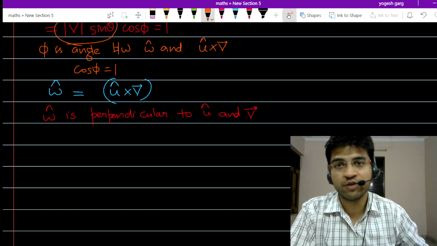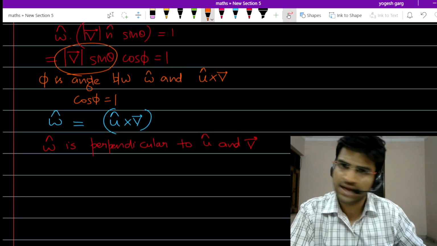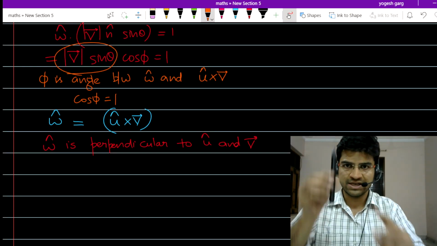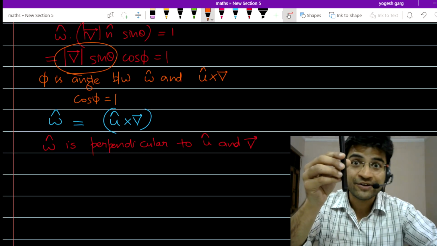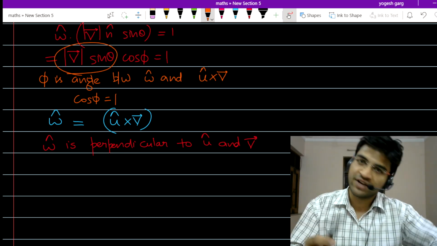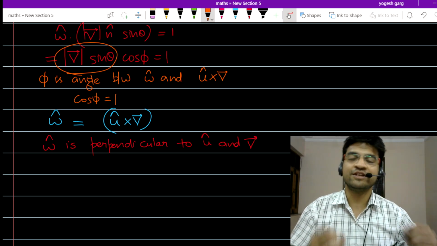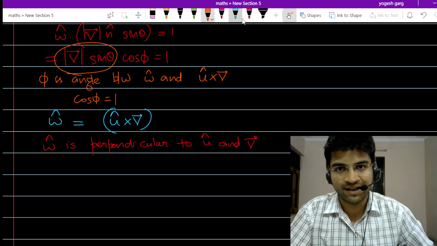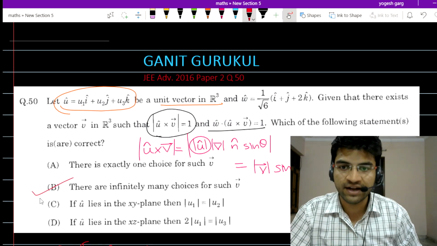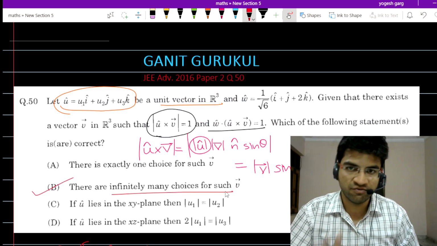u cap cross v vector is equal to w cap. Yes, w cap is a fixed vector. Fine. Let us say it is somewhere. This is the vector. But u cap is varying, right? So if it is varying, v vector should vary. There should be infinite choices of v vector as well. It's not a unique vector, right? So there are infinitely many choices for such v vector.